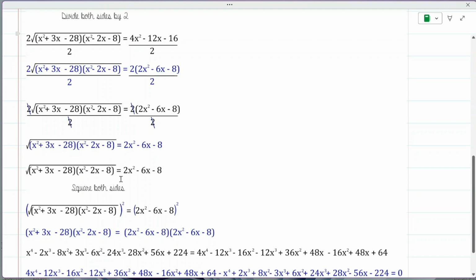You square both sides. By the time you square both sides, this square will cancel this square root. You'll be left with the two values multiplying themselves under the square root: x squared plus 3x minus 28 in one bracket, x squared minus 2x minus 8 in the second bracket equals, on the right, we work with our quadratic expression which is squared.